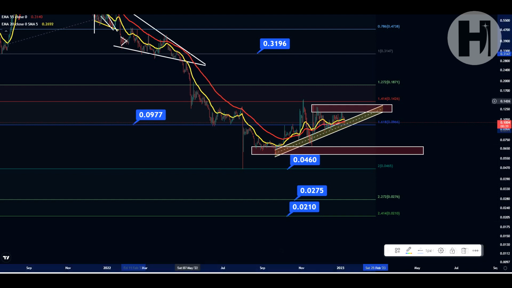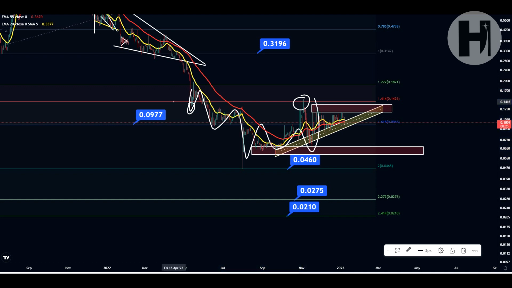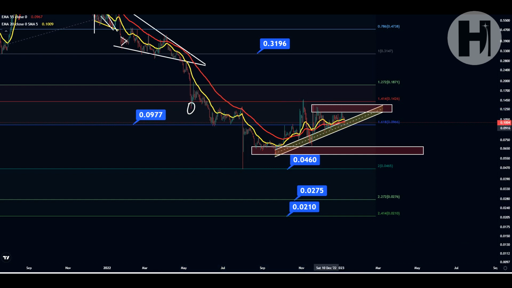So as you can see, this low that we printed here is exactly what we retested here in November as a resistance. So we printed this low, we capitulated below, and then we came back up and retested the exact same level as resistance, and we came back down. So technically, we're just bouncing and retesting previous support levels as resistance.